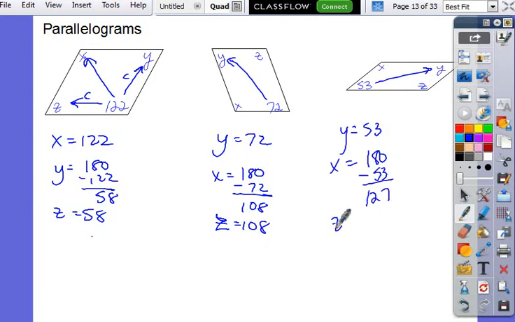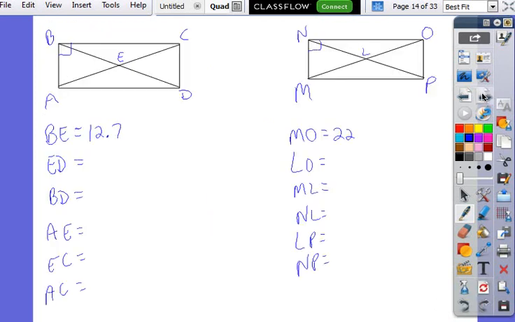All right. Are there any questions or problems with parallelograms like that? Those are the easiest ones to me to deal with. All right, copy these down, and then I'll show you what we got on these.